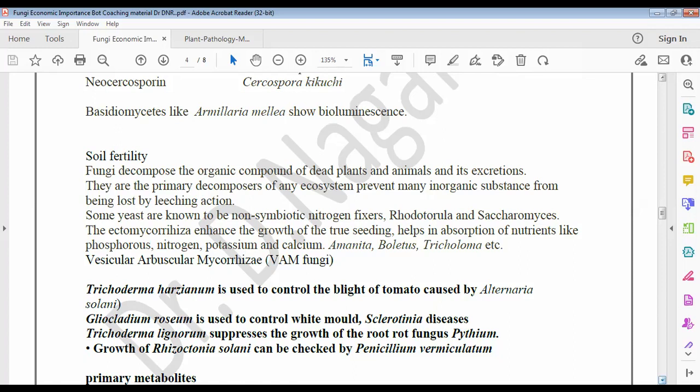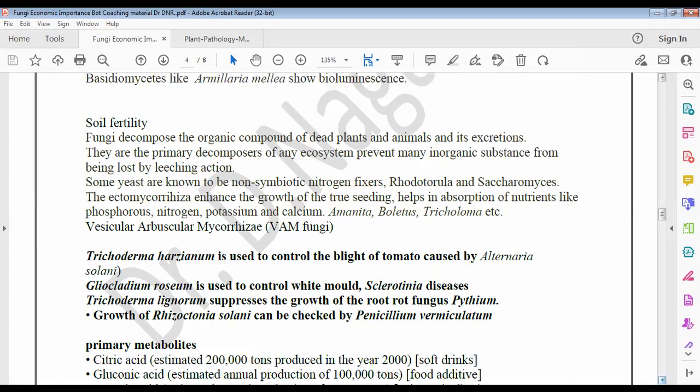Phosphate solubilizing fungi: Aspergillus, Trichoderma, Fusarium. These are all phosphate solubilizing fungi which solubilize the phosphates. And you know the arbuscular mycorrhizal fungi, ectomycorrhiza, endomycorrhiza. These are all the mycorrhizas which absorb nitrogen and phosphorus, nitrogen fixers and phosphate absorbers.